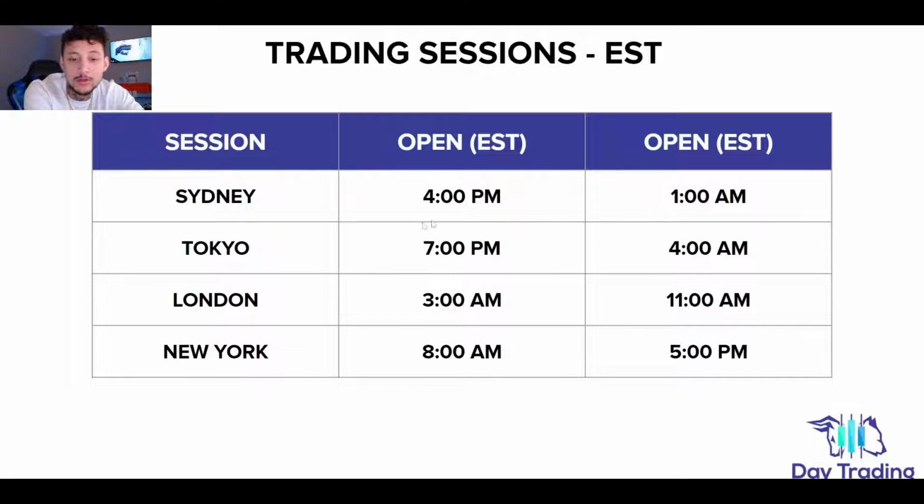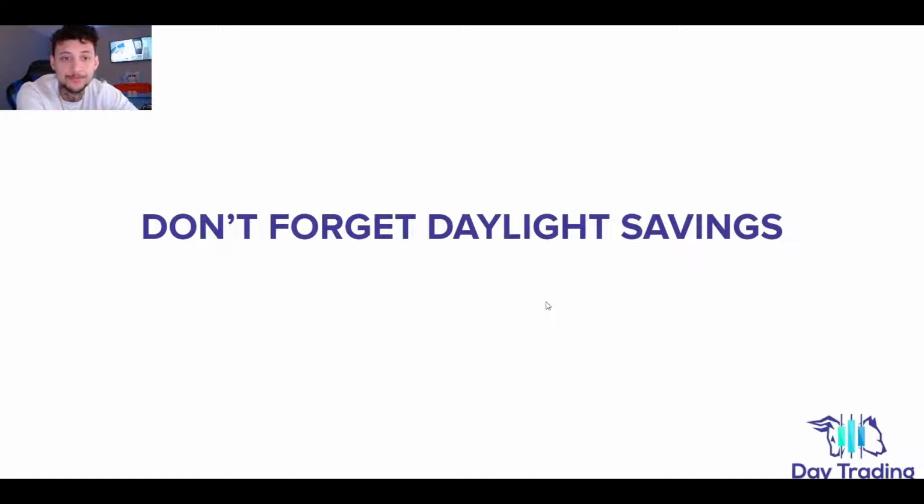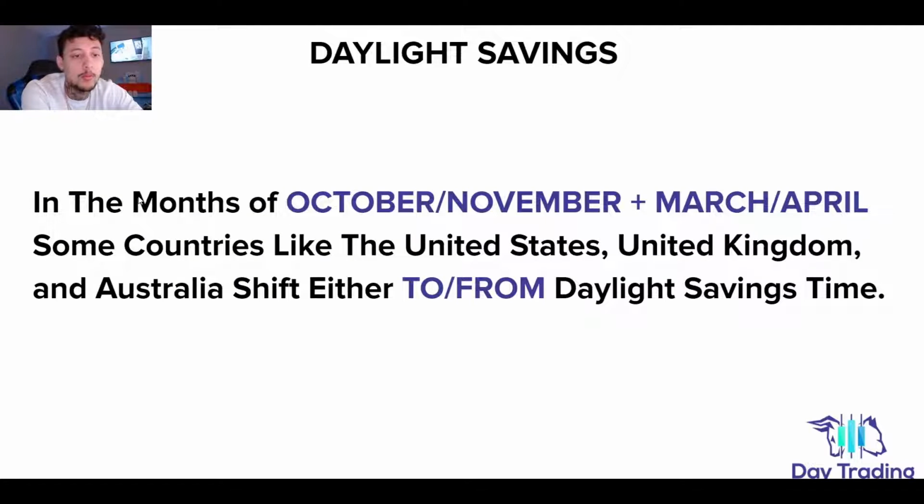Now, it doesn't mean there's always going to be volatility throughout the entire session. Typically, there's going to be the most volume within the first 4 hours of the session before it starts slowing down. Now, don't forget daylight savings. In the months of October and November, plus March and April, some countries like the United States, the United Kingdom, and Australia shift either to or from daylight savings time.